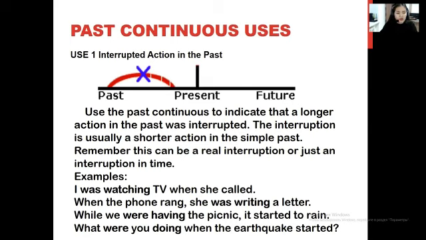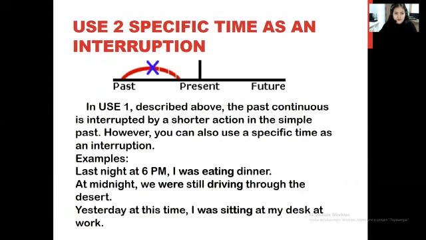Examples: I was watching TV when she called. When the phone rang, she was writing a letter. While we were having the picnic, it started to rain. What were you doing when the earthquake started?